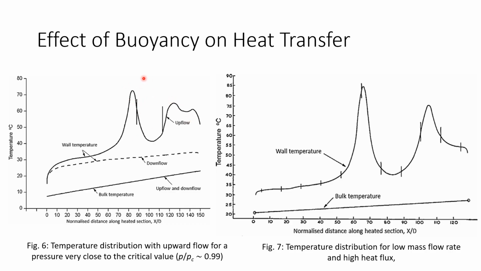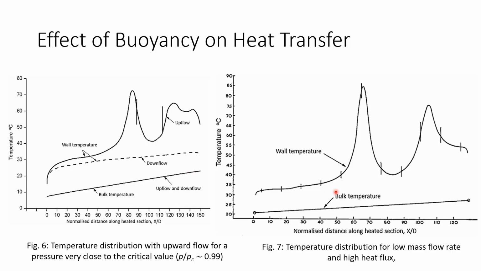Here there are two peaks and one sharp decline in between these two peaks in the case of upward moving flow. But in case of downward moving flow, there is a steady increase in the temperature, no significant peak or sharp decline. And in both the cases, upward and downward flow, the bulk temperature steadily increases. So why are there so many variations in the wall temperature compared to the bulk temperature?